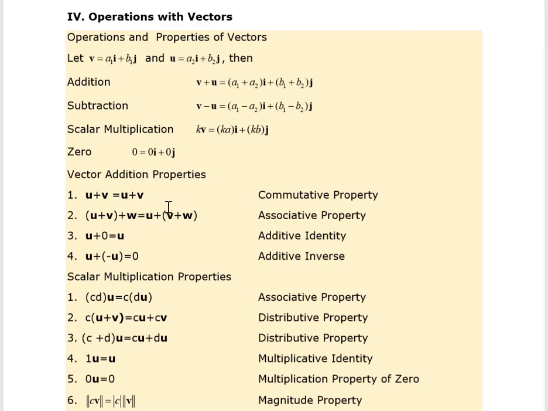When you're adding two vectors together, all you need to do is add their horizontal and vertical components together. Same thing with subtraction. You just need to subtract their horizontal and vertical components. Scalar multiplication: when you multiply a vector by a scalar, you multiply a and b by that scalar value. Multiplying by 0 just basically gives you 0 components.